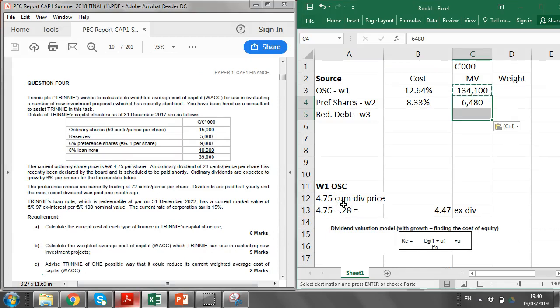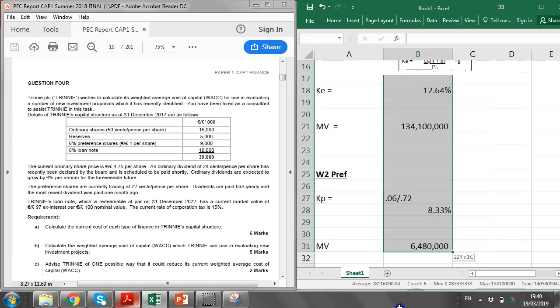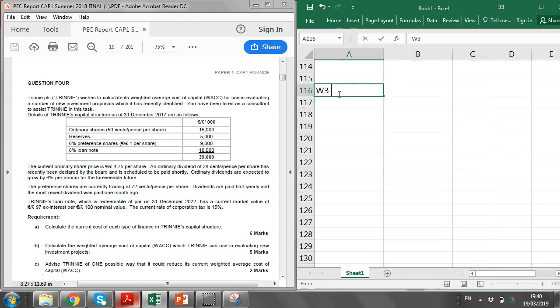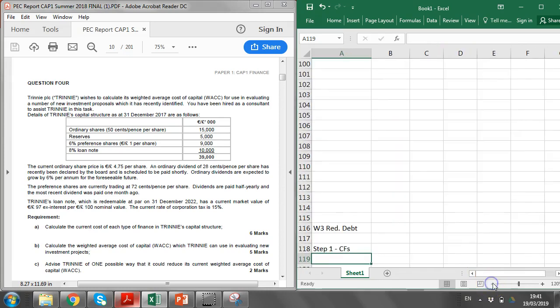So the way I take your redeemable debentures is a 3-step approach. So we'll come down here and we'll list out the 3 steps. Okay, redeemable debt. Step 1 is list out the cash flows. So the cash flows are for your 5 years. So I'll make this a bit smaller so I can fit them all in.